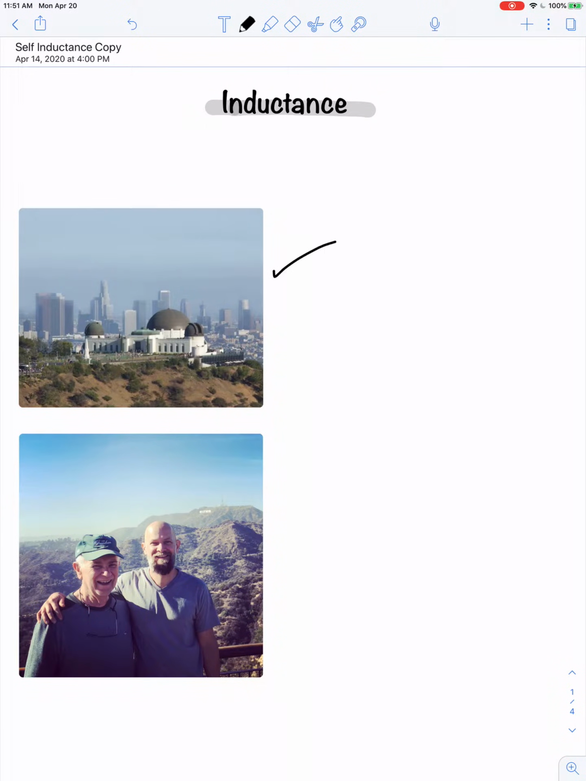Here's a picture of Griffith Park Observatory looking toward downtown Los Angeles. And here's a picture from Griffith Park Observatory looking back the other direction towards the Hollywood Hills. You can actually see the Hollywood sign there in the background.